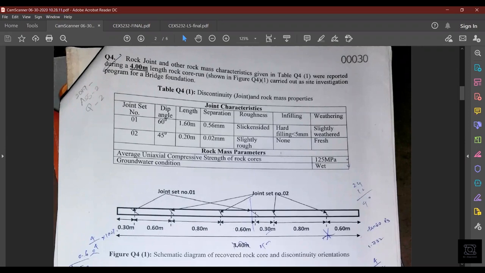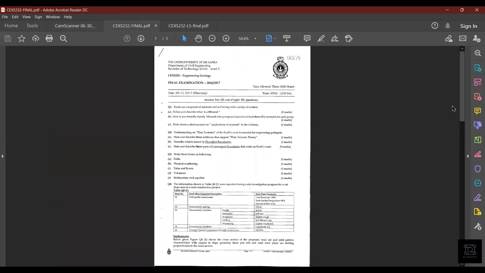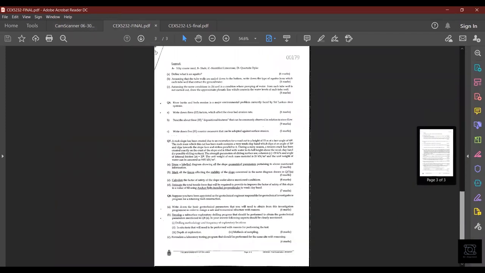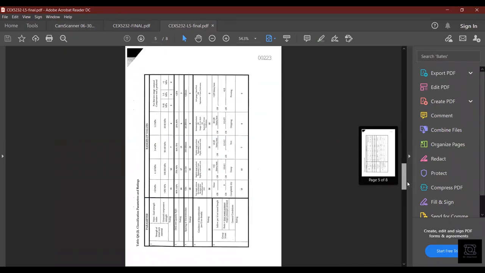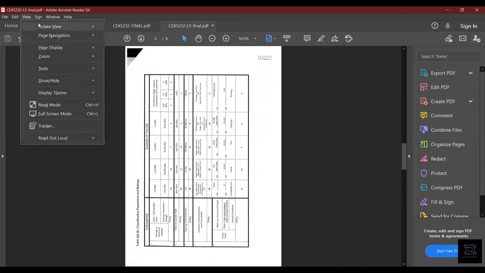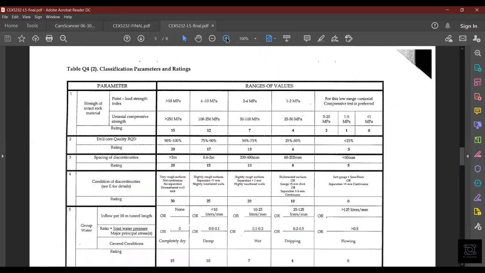So when it comes to RMR, there are certain conditions which we should first consider to find RMR values. If you go to the standard charts, there are some standard charts. Let me show a standard chart quickly. So this is a standard chart.